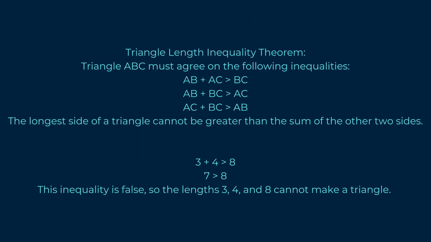Triangle ABC must agree on the following inequalities. AB plus AC must be greater than BC. AB plus BC must be greater than AC. And AC plus BC must be greater than AB. Long story short, the longest side of a triangle cannot be greater than the sum of the other two sides. 3 plus 4 is greater than 8? 7 is greater than 8, and this inequality is false, so lengths 3, 4, and 8 cannot make a triangle.